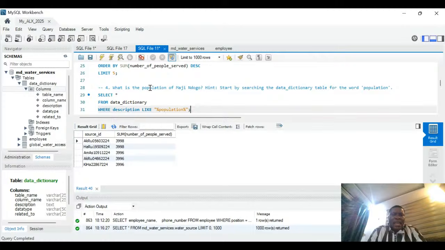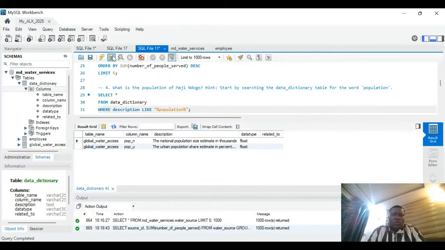Okay, so I execute this query to find out, and then this is what was returned to me. There were actually 2 rows in which population can be found. And we have the table name. The table name is Global Water Access. And the column name is national population. The other one is urban population.